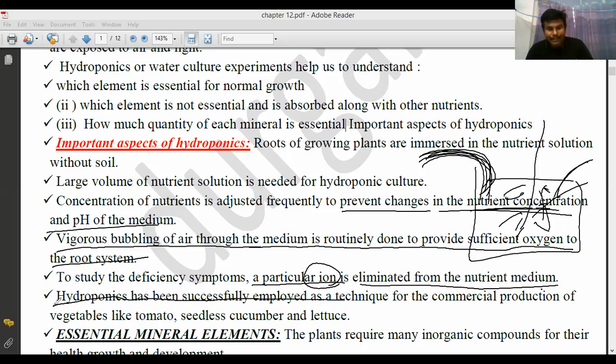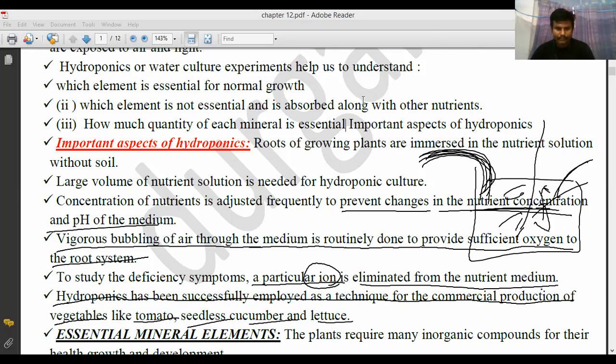Hydroponics has been successfully employed as a technique for the commercial production of vegetables like tomato, seedless cucumber, and lettuce. So hydroponic techniques are purposely employed for commercial vegetable plants like tomato, seedless cucumber, lettuce, etc. Lettuce means palak. Like that, commercial vegetables like tomato, seedless cucumber, bhendi, lady's finger, various kinds of plants are cultured using hydroponics. Okay, that's all.